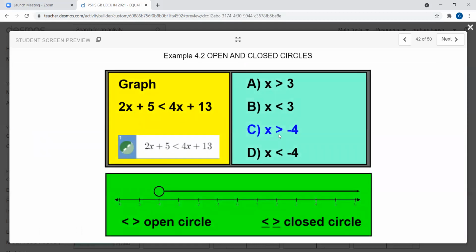Also, if they ask you to graph this on a line, then this is where we do the open circle and the closed circle. So the open circle like this is when we don't have an equal sign. And if we had an equal sign, then you draw a closed circle, which is basically this just colored in.